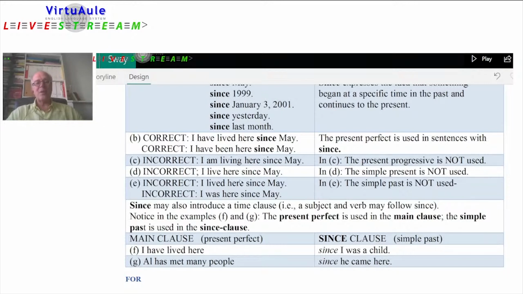We just don't understand it. I live here since May. It's not English. Incorrect. E: I lived here since May. Simple past, no. I was here since May, no. Simple past is not used. I lived here since May. I don't understand.